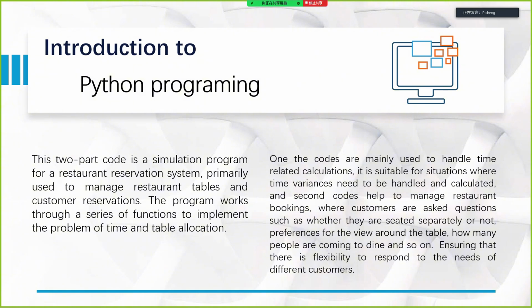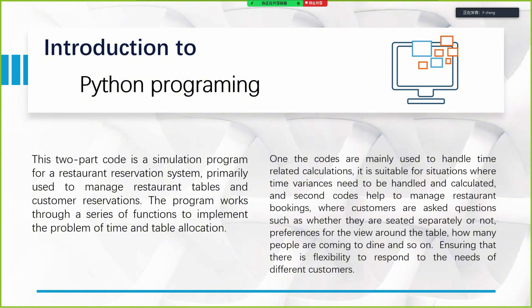This is a two-part code with a simulation for a restaurant reservation system, primarily used to manage restaurant tables and customer reservations. The program works through a series of functions to implement the problem of time and table allocation. One of the codes is mainly used to handle time-related calculations. It is suitable for situations where time variances need to be handled and calculated.